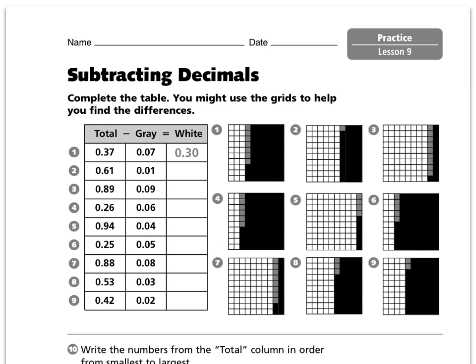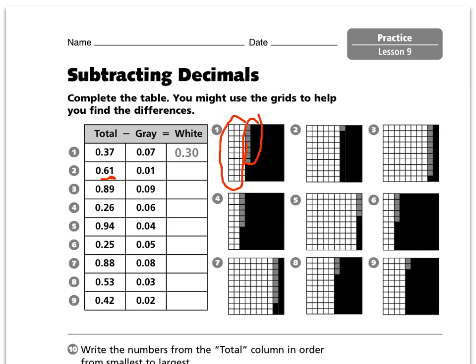So for number 1, you can see that there's 37 shaded in. I have 30 white and 7 gray. But they want to know how many white ones there are. So we're going to try to subtract without using the pictures, but we can use the pictures if we need help. So number 2, I have total 61 hundredths shaded in, so that means 61 cubes.